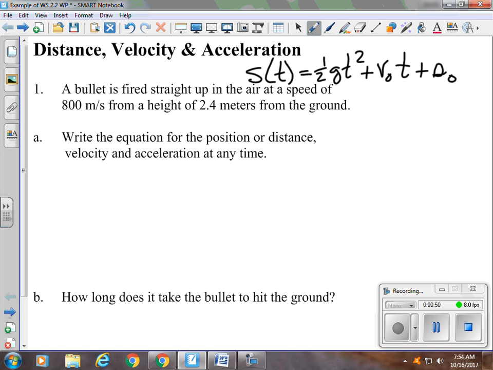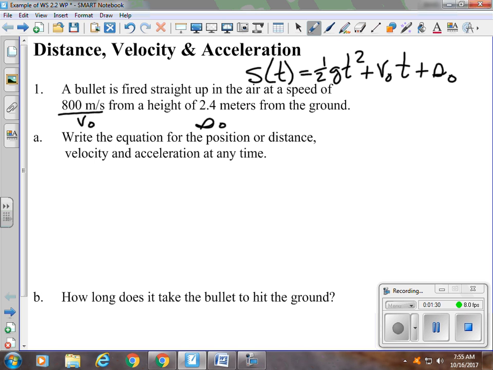And to write your equation for distance or position, you have to know all of the numbers that fill in your formula. To get your velocity or acceleration formulas, you do derivatives. So in this problem, a bullet is fired straight up in the air. Well, that's not really smart, but anyway, that's what they did. At a speed of 800 meters per second. So this is your initial velocity. This is how fast you shot it off. From a height of 2.4 meters, that is your initial height or distance or position from the ground.